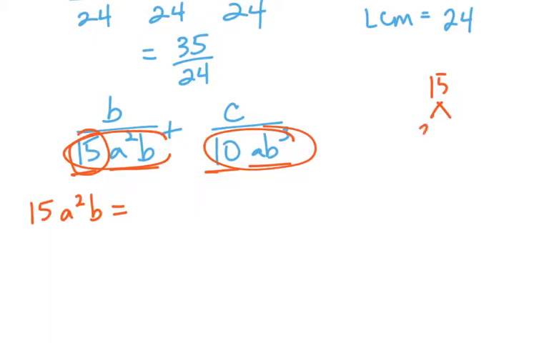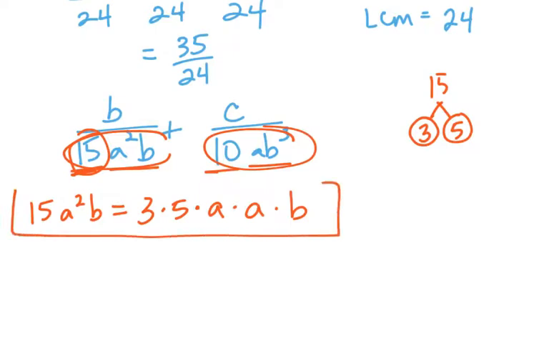So this one, you already get down to 3 times 5. So these are already prime numbers, these 2 factors of 15. So the 15 breaks into the 3 times the 5. And then we just write our variables out individually in this list. So we have 2 a's because it's a squared, and 1 b because it's not squared. So this is sort of the list that we were doing in the beginning of the lesson of writing out our prime factors, but it also includes the variables.